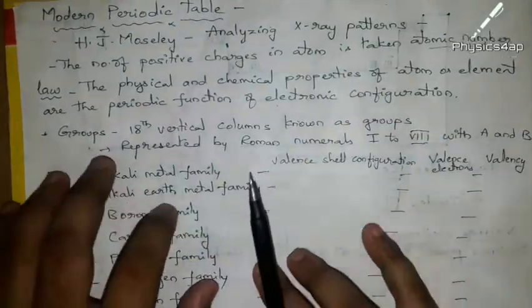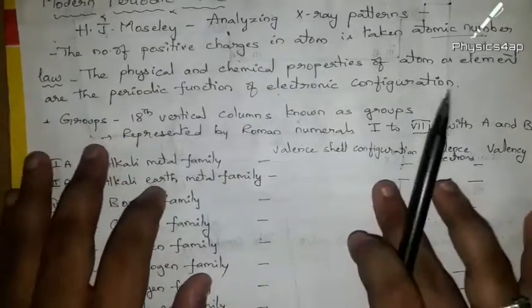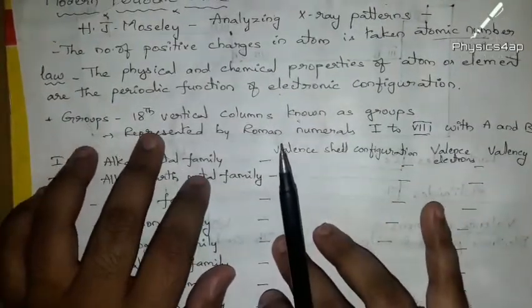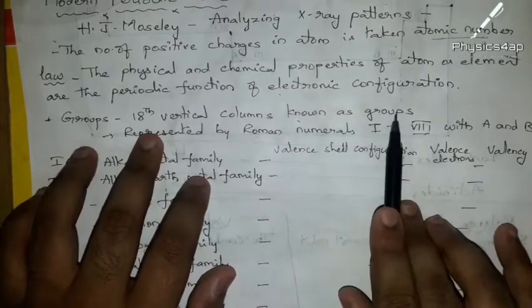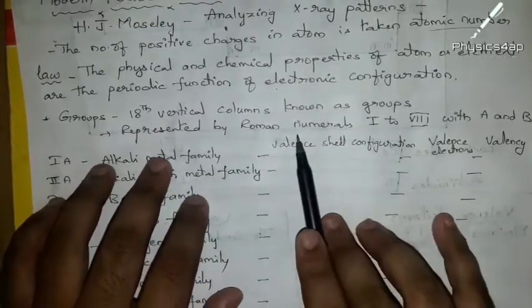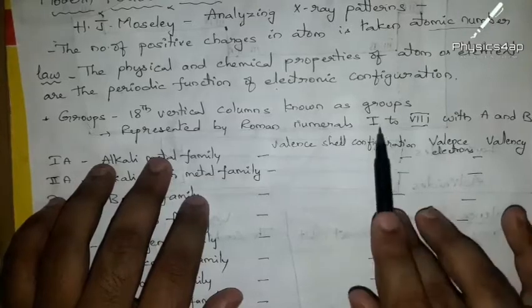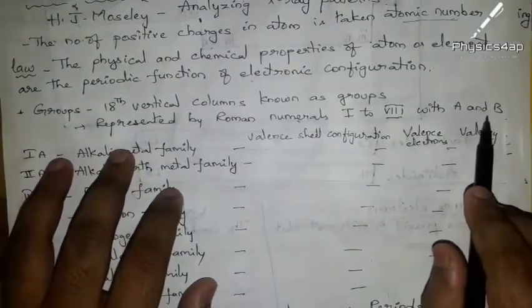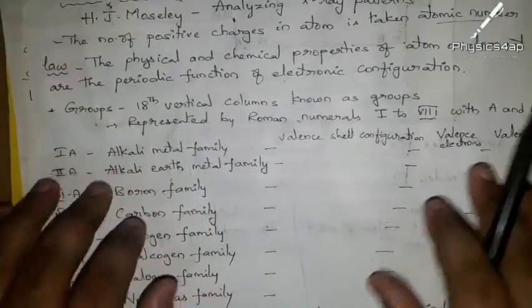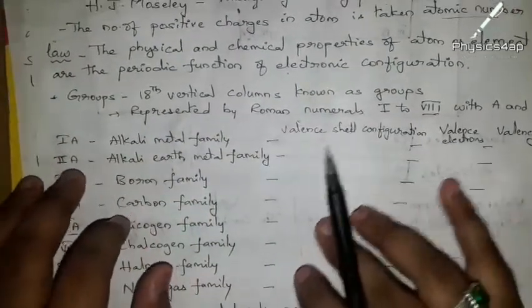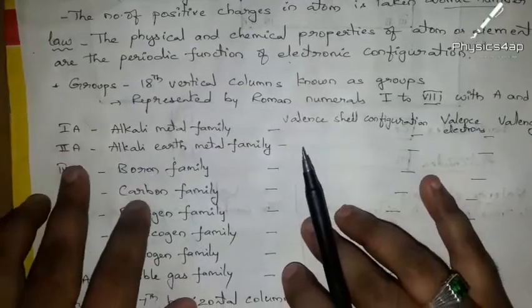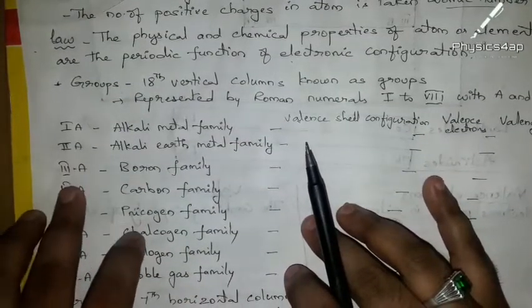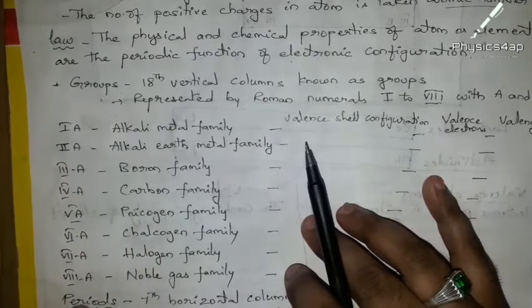And coming to the groups and periods, how many groups are here? We can see there are 18 vertical columns, which are called the groups, and they are represented by Roman numerals from I to VIII, along with the subgroups A and B. Next, coming to the groups, we have 1A, 2A, 3A, 4A, 5A, 6A, 7A and 8A.